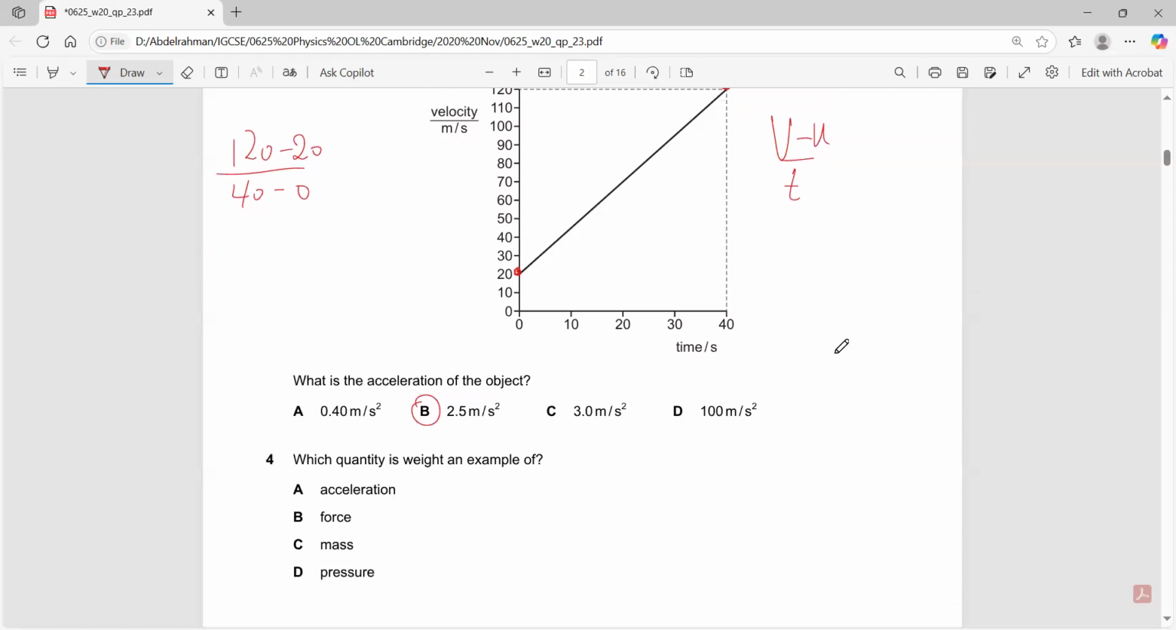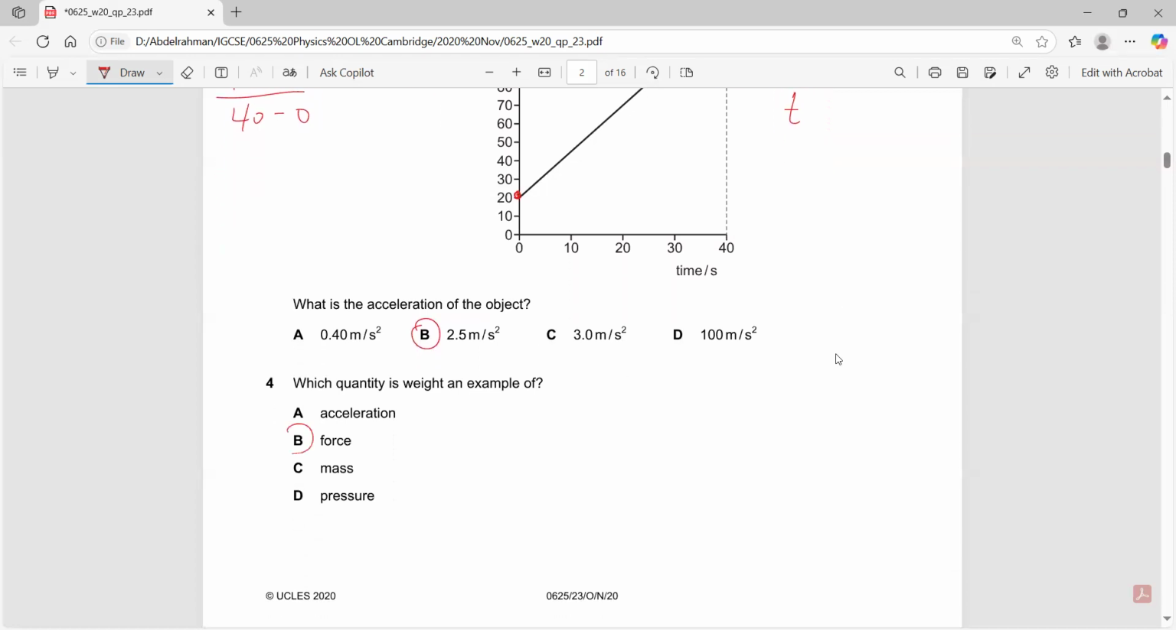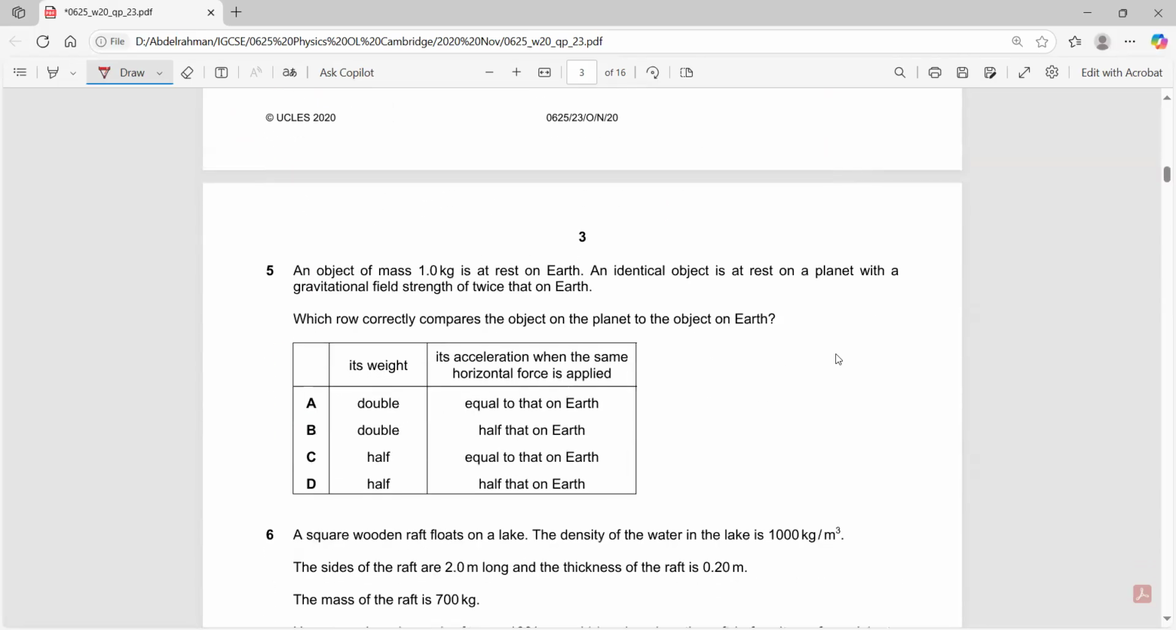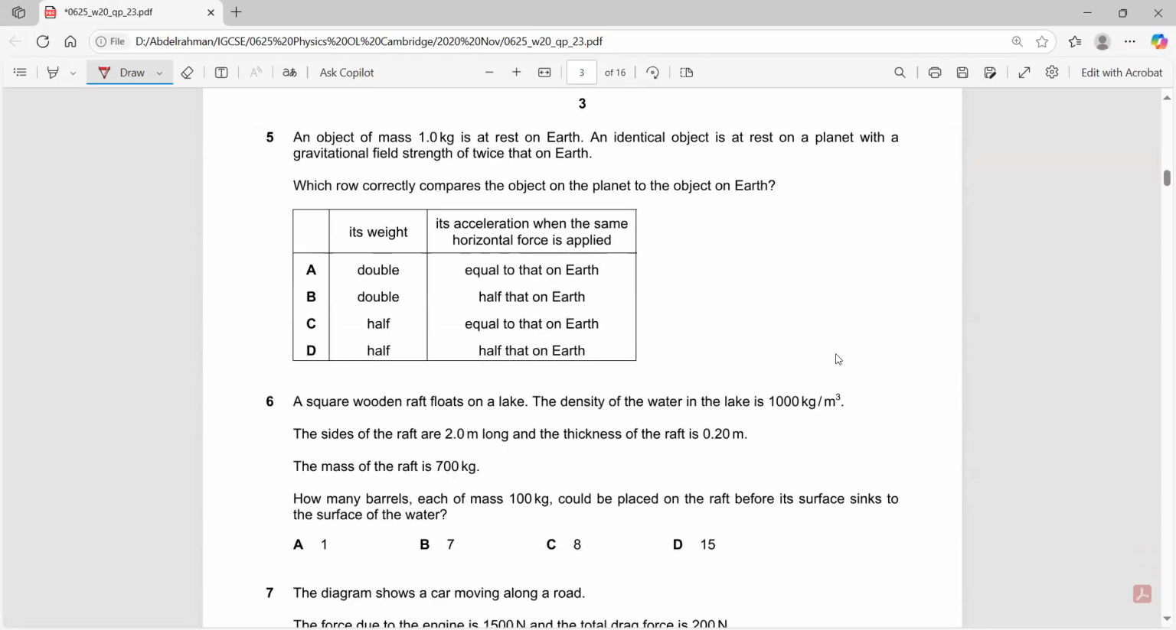Which quantity is weight an example of? Force. An object of mass 1 kilogram is at rest on Earth. An identical object is at rest on a planet with a gravitational field strength twice that on Earth. Which row correctly compares the object on the planet to the object on the Earth? The weight on the planet, isn't it twice that on Earth? Yes, it is. So the weight would double, right?